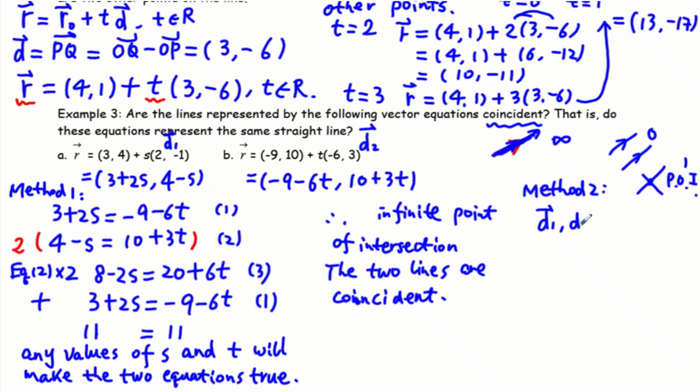And the second method, what we could do is we could see the D1, D2, they are parallel. So we are going to prove how to prove they are parallel. We could do the cross product. So D1 cross with D2, because the magnitude of D1 cross D2 gives you D1, D2, then cosine.